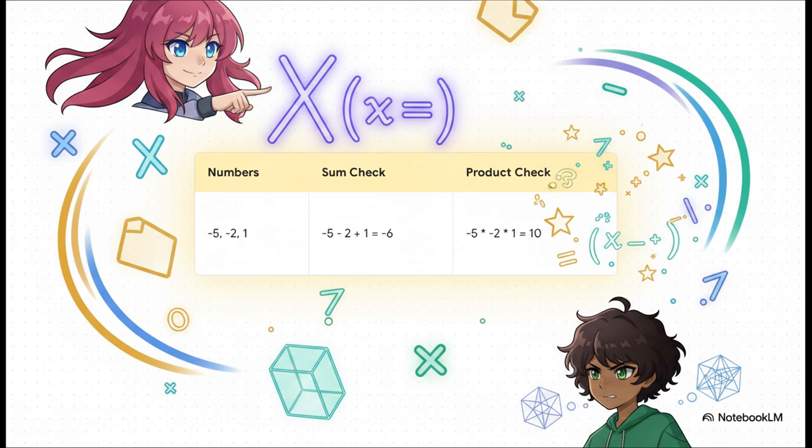For our sum check, -5 plus -2 equals -7. Add the 1 and we get exactly -6. That perfectly matches our x-squared coefficient. Now for the product check. -5 times -2 gives us a +10. Multiply that by 1 and it stays +10. That perfectly matches our constant. You see, the numbers align flawlessly.